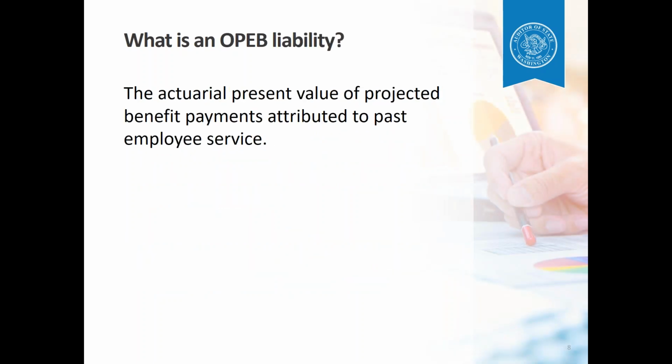So what exactly is an OPEB liability, this liability you have to report? Well, it's the actuarial present value of projected benefit payments attributed to past employee service. And you're probably going, well, wait a minute, that's the same definition as a pension liability. Well, yeah, they're all post-employment benefits. So the accounting theory and criteria for all these types of benefits is exactly the same, whether it's pensions or OPEB. It's all a post-employment benefit.